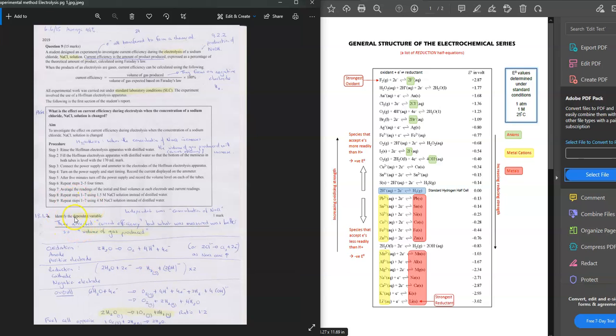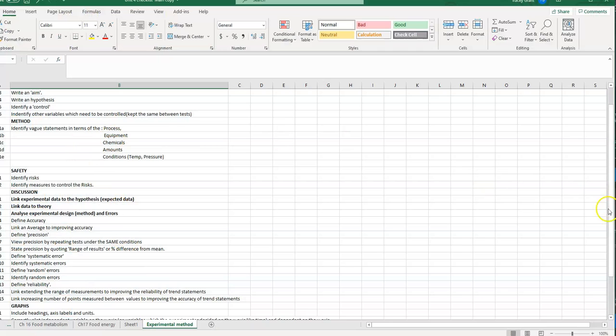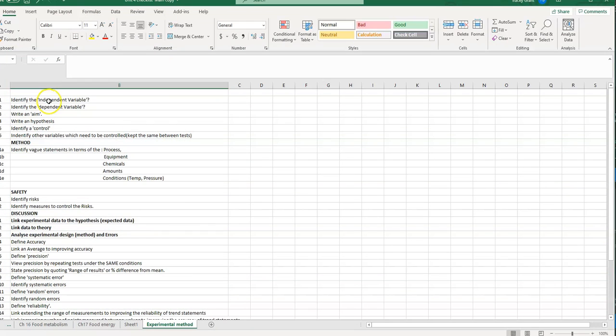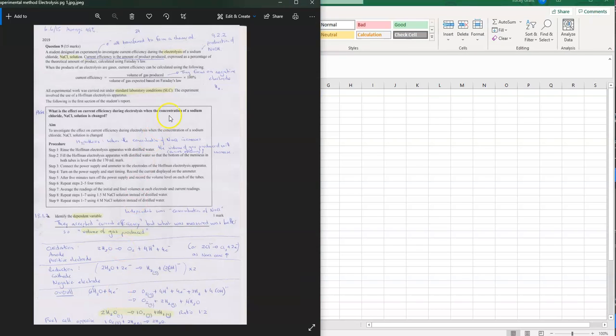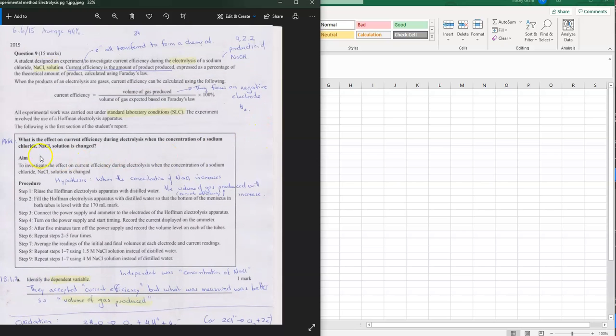So this question: identify the dependent variable. The independent variable is what I set up. Remember the I for independent, so whatever you choose, and then the dependent is what's going to happen from that. So if we look, they're changing the concentration of sodium chloride solution and looking at the effect of that change of concentration on the current efficiency, or on the volume of gas produced.